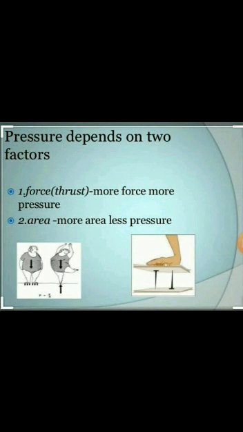So students, if the area is less, then pressure is high. If the area of cross section is less, then pressure is high, and when area is more, then pressure is less. A lot of examples we see in our surroundings. Here, two persons are standing. When a person is standing on two feet, less pressure acts on the earth. When a person is standing on one foot, higher pressure acts.